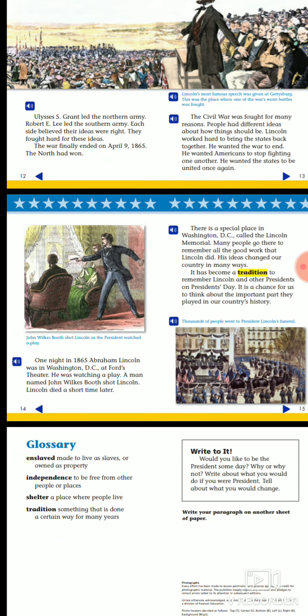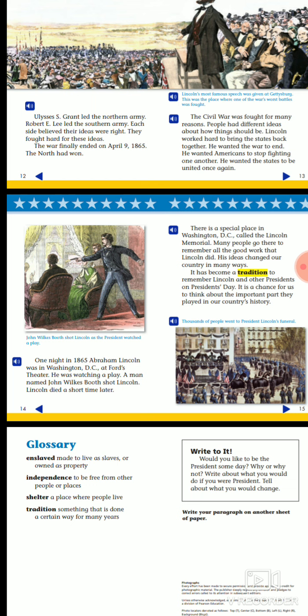One night in 1865, Abraham Lincoln was in Washington, D.C. at Ford's Theater. He was watching a play. A man named John Wilkes Booth shot Lincoln. Lincoln died a short time later.